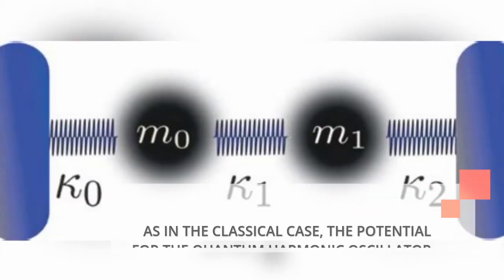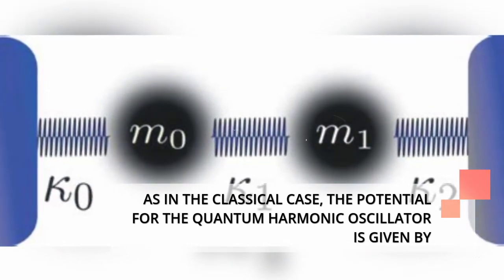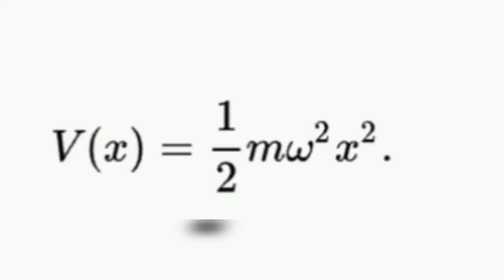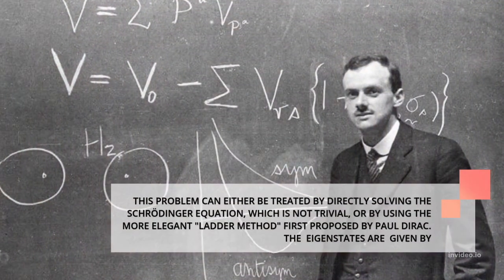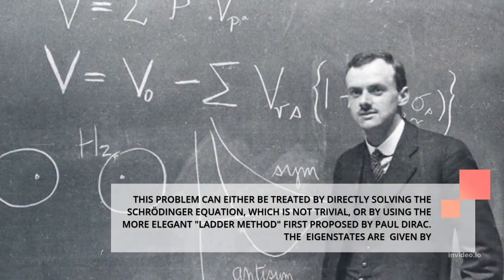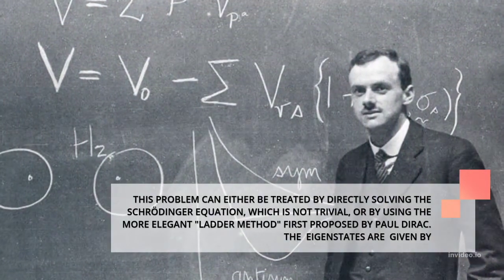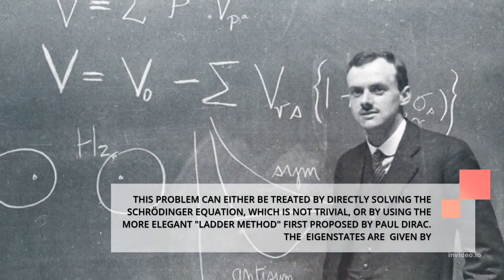As in the classical case, the potential for the quantum harmonic oscillator is given by V(x) = 1/2 m ω² x². This problem can either be treated by directly solving the Schrödinger equation, which is not trivial, or by using the more elegant ladder method, first proposed by Paul Dirac.